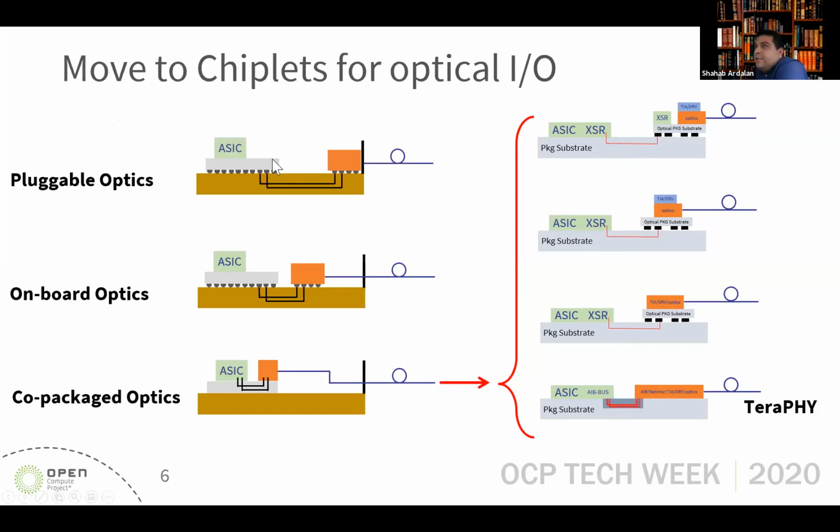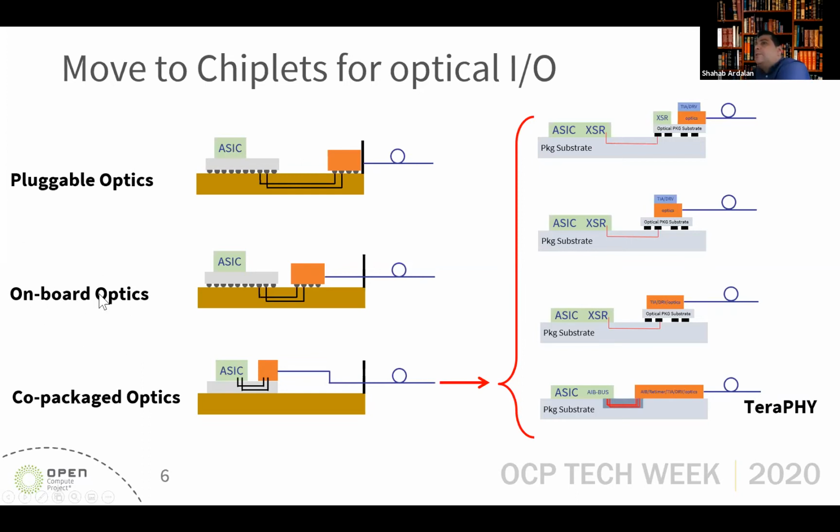We used to have, and still are using, the approach at the top left, which is pluggable optics. You have your ASIC or switch chip on the board, and the optics is right at the edge. The fiber gets connected to it, converted from optics to electronics in the orange chip here, routed in the electronic domain through the board, and then goes to the ASIC or switch chip that we have.